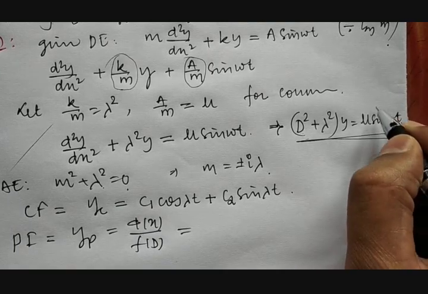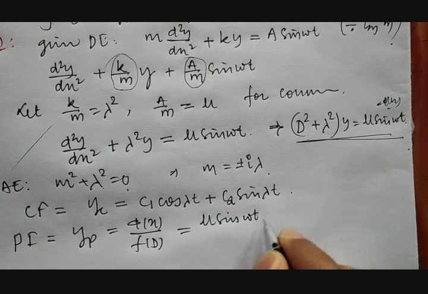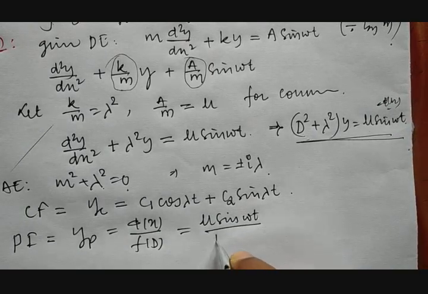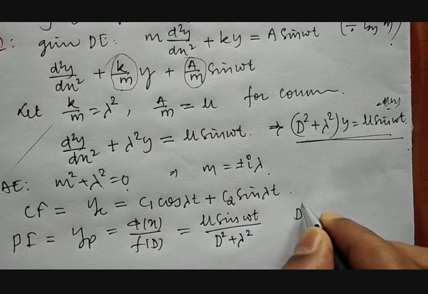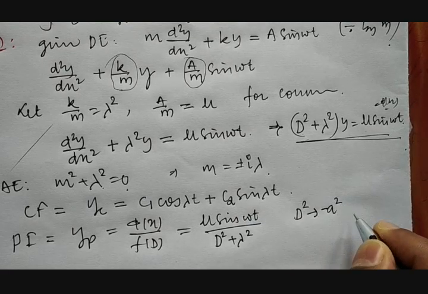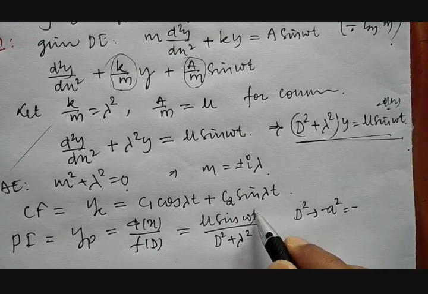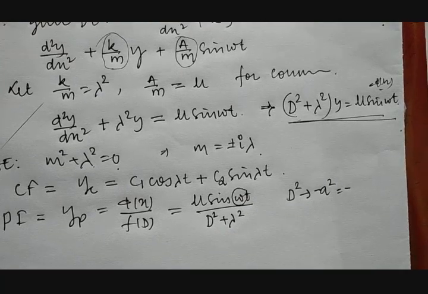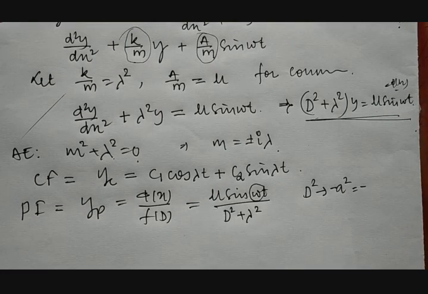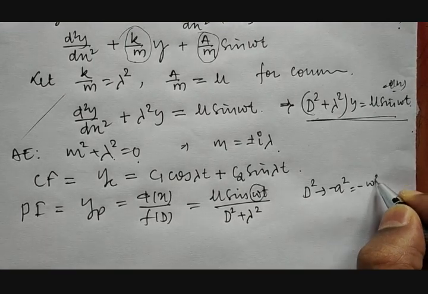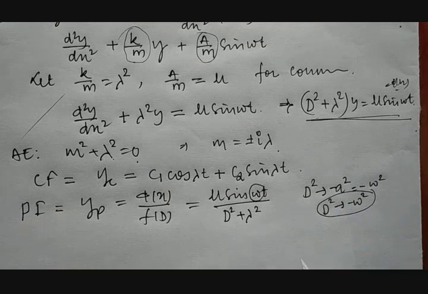What is the particular integral? It is f(x) divided by F(D). So f(x) here is μ sin ωt, divided by F(D). What is F(D)? D² + λ². Since we have a trigonometric term, D² is going to be replaced by minus a², where a is the coefficient of the variable t in the trigonometric term. Therefore it is minus ω². So D² is replaced by −ω² in this example.